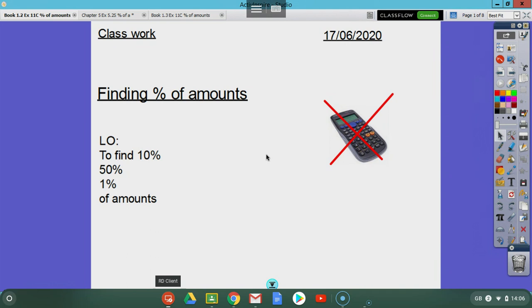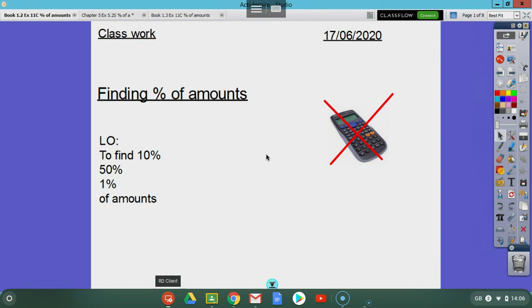So we're going to continue today with finding percentages of amounts, or finding percentages of quantities, which means the same thing. Whether I say amounts or quantities, they mean exactly the same thing. So can we start by writing down your date and your title, underlining them both?